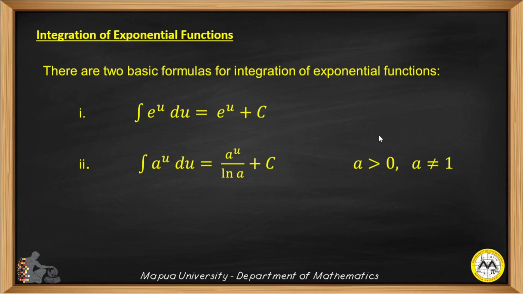There are two basic formulas for integration of exponential functions. The first is the integral of e to the u du equals e to the u plus the constant c. The second is the integral of a to the u du equals a to the u over the natural log of a plus the constant c, provided that a is greater than 0 and a is not equal to 1.